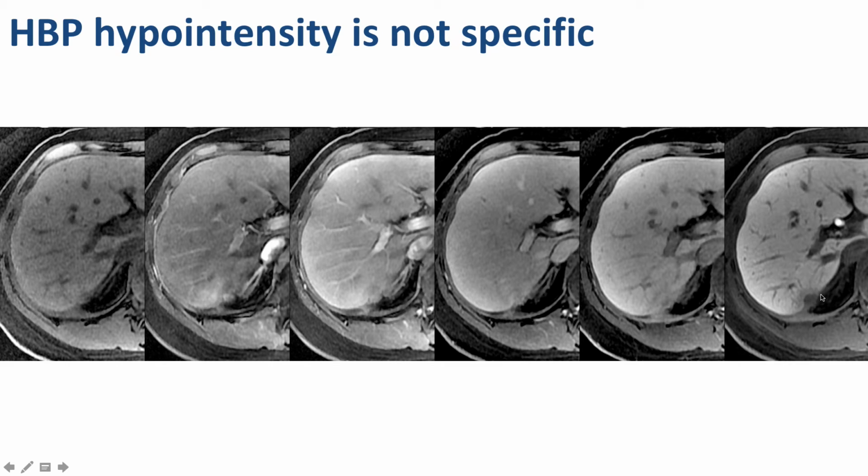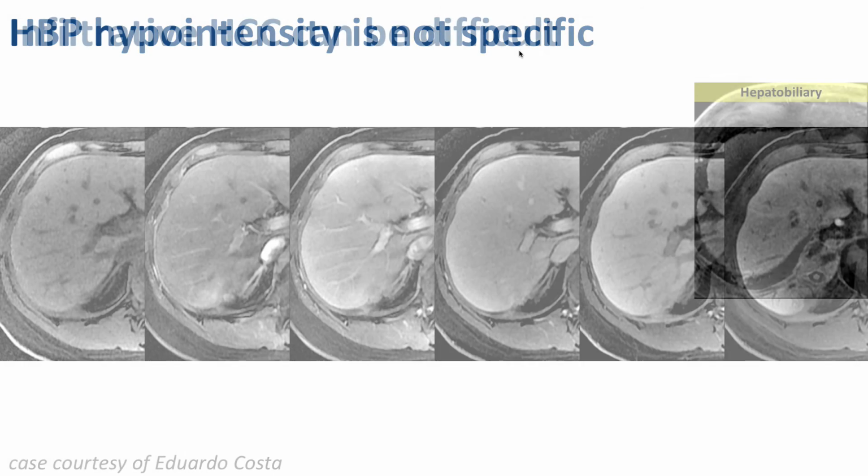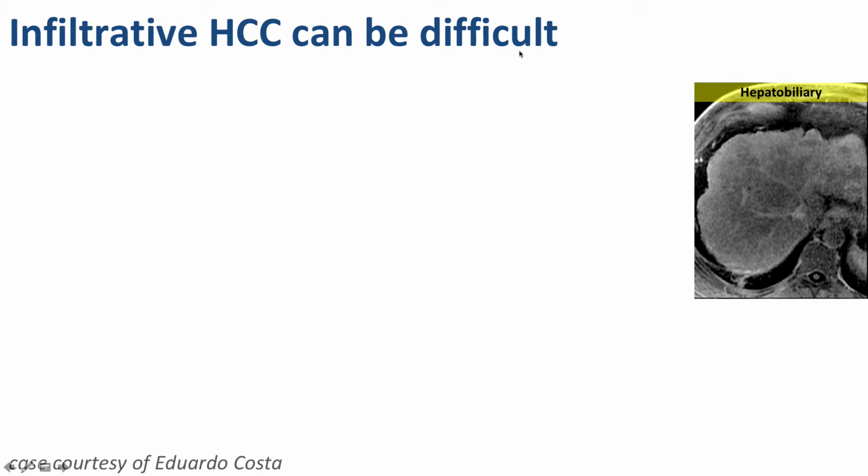The point of this is that hypointensity in the hepatobiliary phase is very non-specific. So very sensitive, but very non-specific, and that's a pitfall of using hepatobiliary phase agents. Infiltrative HCC can be very difficult to find. So this is a hepatobiliary phase image with Gadoxetate, does anyone see the infiltrate of HCC?